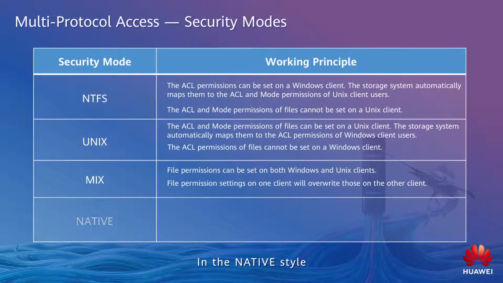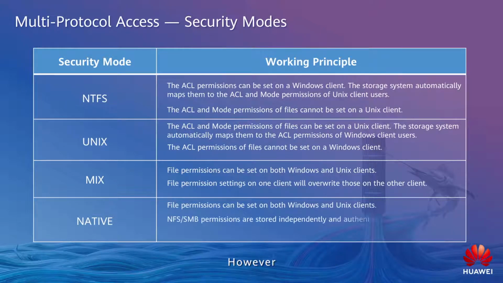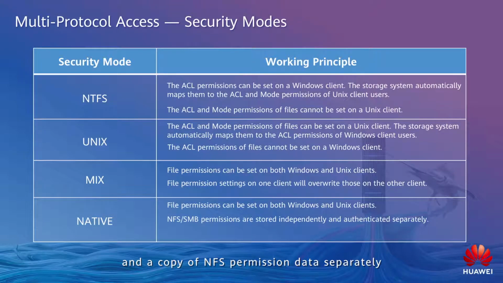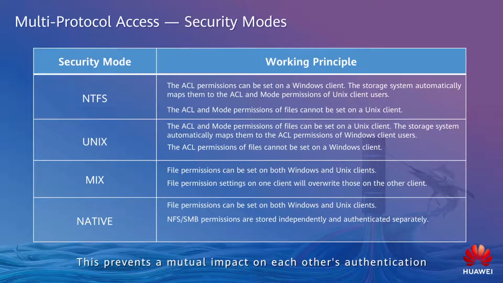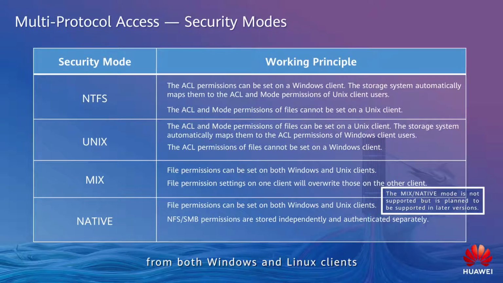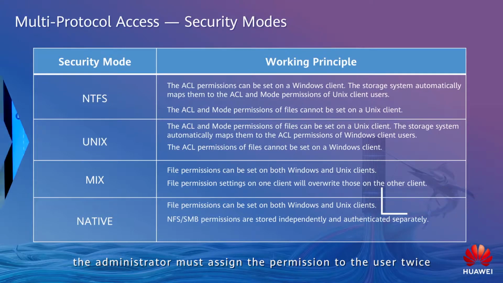In the native style, permissions can be set on both Windows and Linux clients. However, the storage device will store a copy of SMB permission data and a copy of NFS permission data separately. This prevents a mutual impact on each other's authentication. However, this also makes authentication management more complex. For example, if a user needs the permission to access a file from both Windows and Linux clients, the administrator must assign the permission to the user twice.